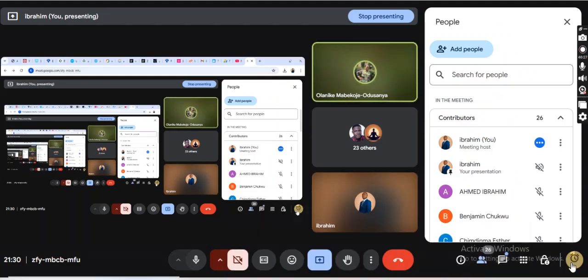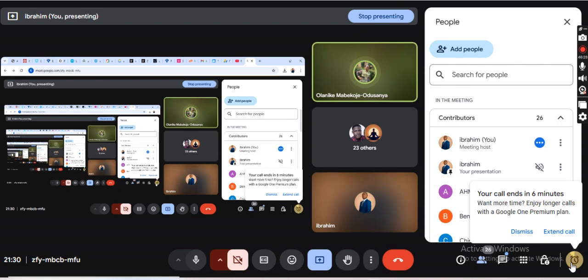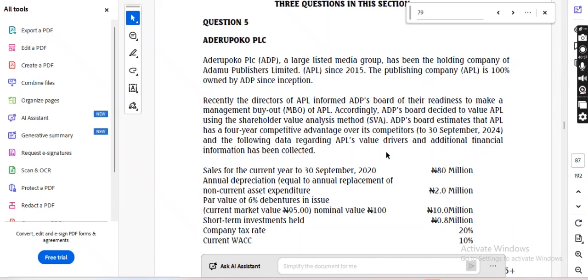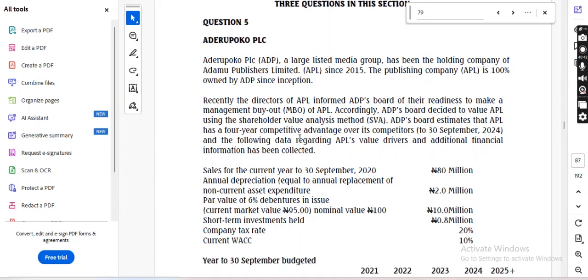Accordingly, ADP's board decided to value APL using the shareholder value analysis method. ADP's board estimates that APL has a 4-year competitive advantage over its competitors to 30 September 2024. And the following data regarding APL's value drivers and additional financial information has been collected.